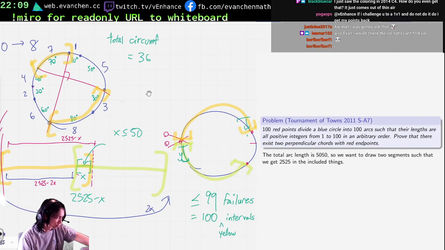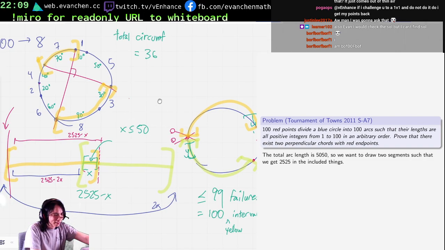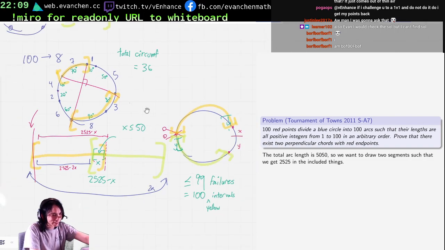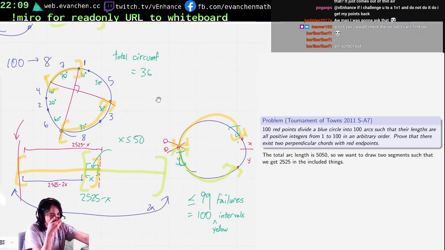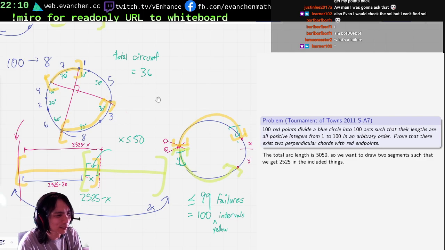Okay, better question. Did what I say make sense? I think this works, right? This should work. There's at most 99 failures, but there's 100 yellow. At least 100 yellow intervals. There could be more, actually, I think.